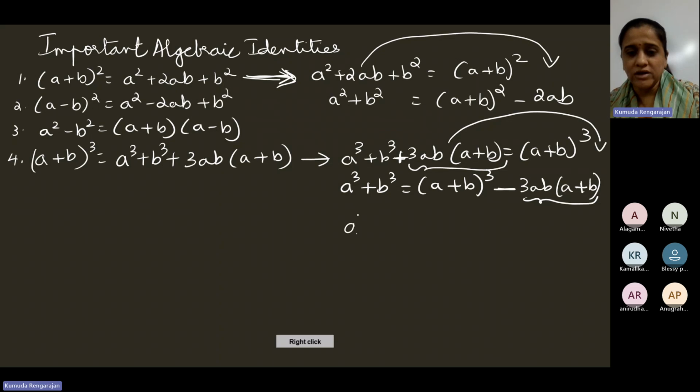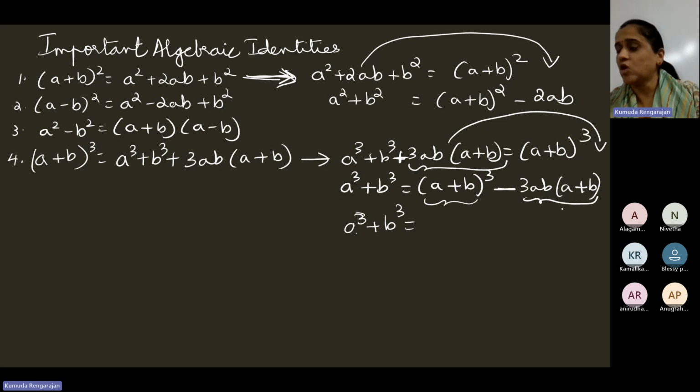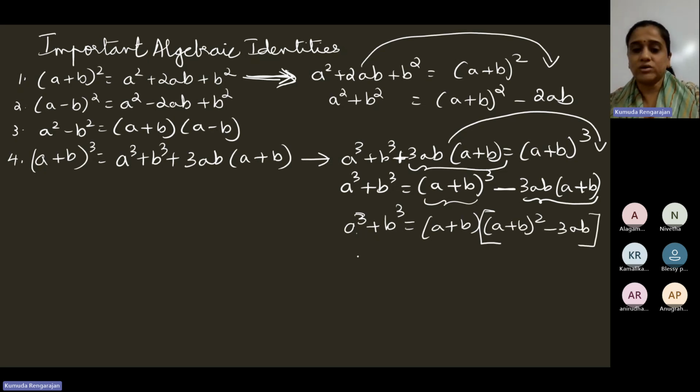So proceeding with this one, what is a cube plus b cube? Now take out common. What is common? (a plus b) is common in both terms, right? Actually, I don't have to tell you this step. So what do you have here? (a plus b) the whole square, minus 3ab, correct? Okay, so working with this, we get the other identity.